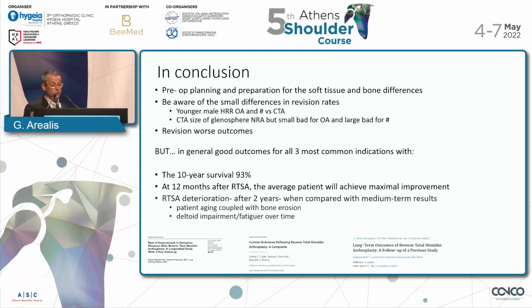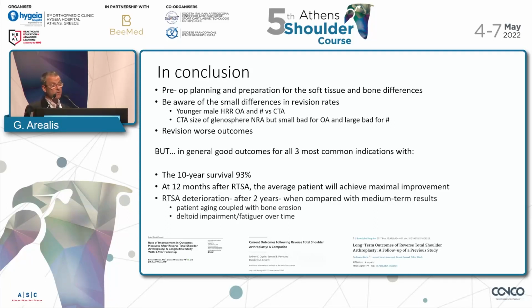So in conclusion, pre-op planning and preparation for all the soft tissue and bone differences is extremely important. You need to be aware of the small differences in revision rates between all the indications. So younger males have a higher risk of failure in osteoarthritis and fracture. The glenosphere size is important. So be aware of what kind of glenospheres you implant depending on the diagnosis you use them for. And revision always has worse outcomes.